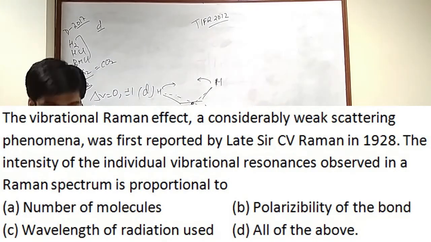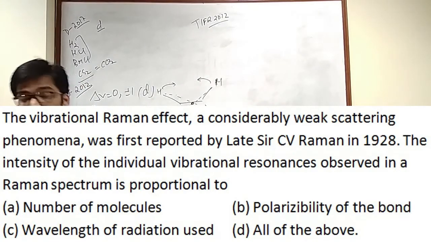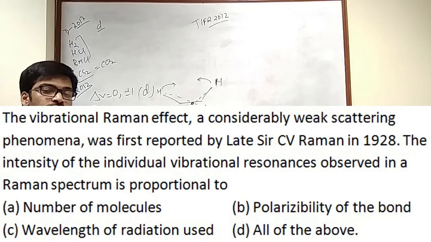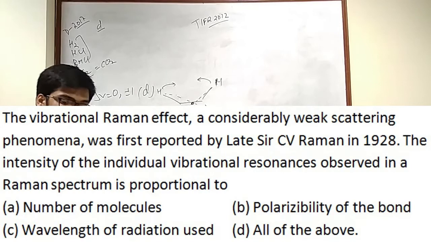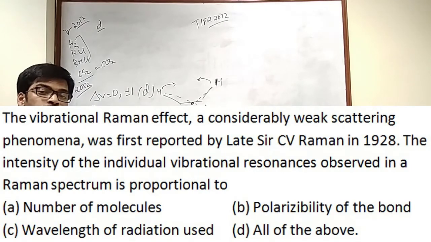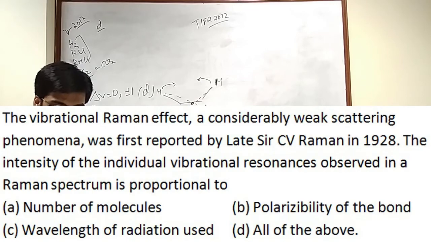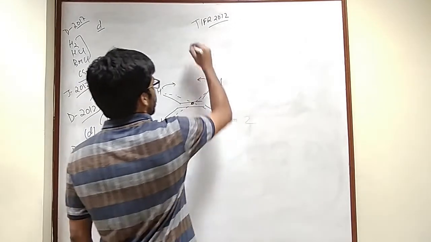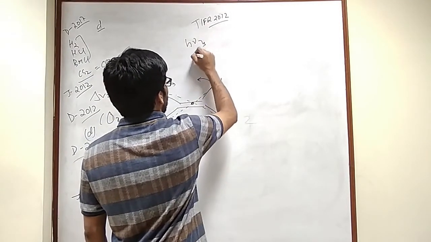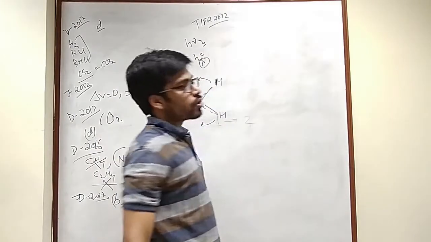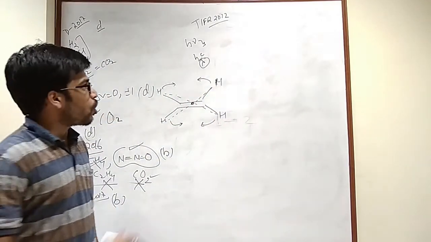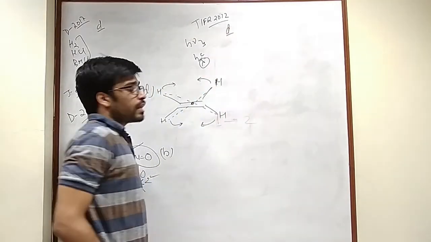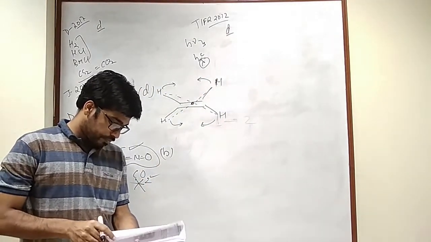Okay, so the intensity is proportional to the number of molecules. Yes. Polarizability of the bond. Obviously, we had seen that in the transition moment integral, the change in polarizability comes out of the transition moment integral, and it is actually affecting the intensity. The more polarizable the molecule is, the higher the intensity of the peak. Thirdly, wavelength of radiation used. Obviously, it's going to affect because we are giving h nu, and h nu is hc by lambda. So lambda is also going to affect the intensity of the peak. So all of them affect the intensity of the vibrational Raman peaks.